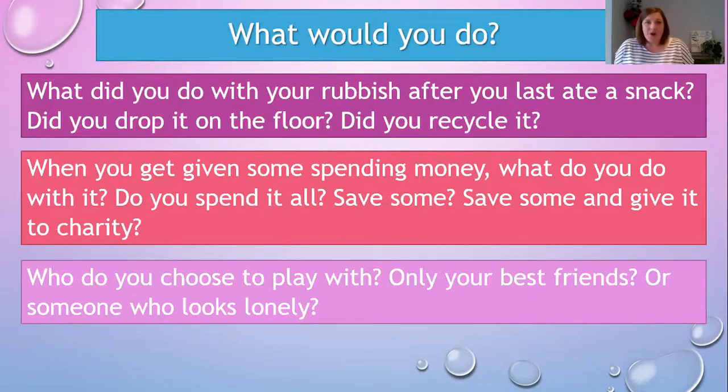Fantastic. Do you know what? The last time I had some rubbish from my snack, I put it straight in the recycling bin because it was made of cardboard, and I felt that's something I needed to do. Do you know what, as well, when I play with my friends, I definitely do like to try and stick with my closest friends, but always like to keep an eye out, be observant. Let's think, who else out there might be a bit lonely and might want to play? But my big question is, I wonder what helped you make those decisions.